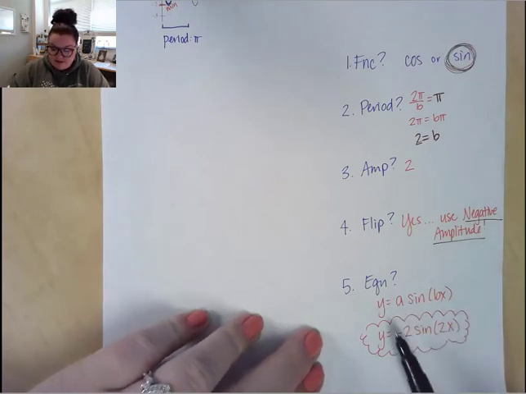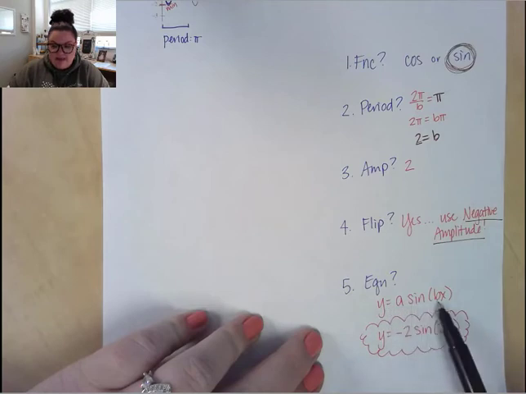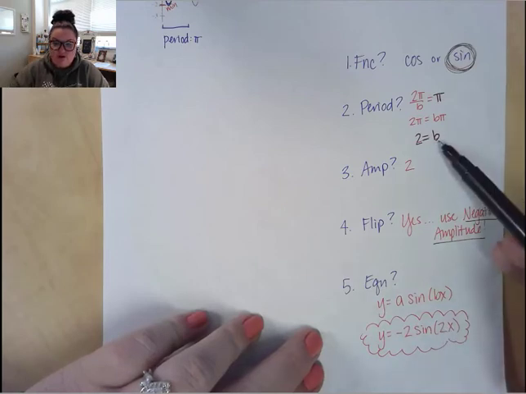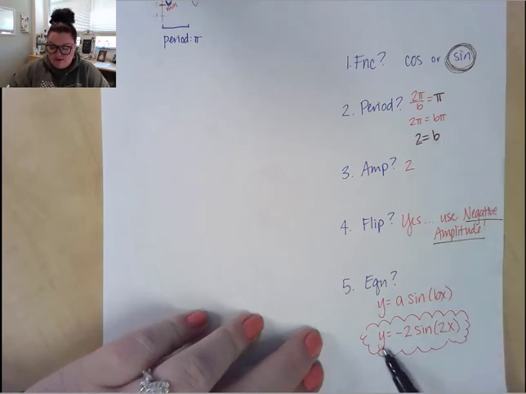So my equation is going to look like y equals a sine bx. A is going to be 2, but since it's flipped, we make it negative. Sine of, and we found that our b value inside the function was 2. So we should have ended up with y equals negative 2 sine of 2x.